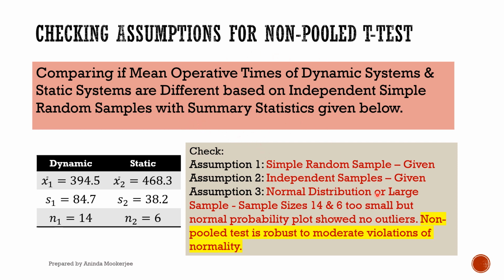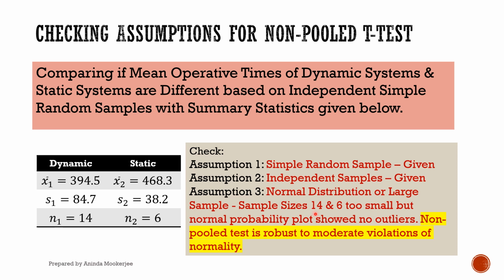If that is not given, then check for the sample size, whether it is large. Here the sample sizes are 14 and 6, and they are not large enough. So somewhere in the question it must say that this is a normal distribution. I don't have the whole question written out here, but let's assume that it is a normal distribution. This problem is from the textbook, so you should be able to look up the details of this particular problem.